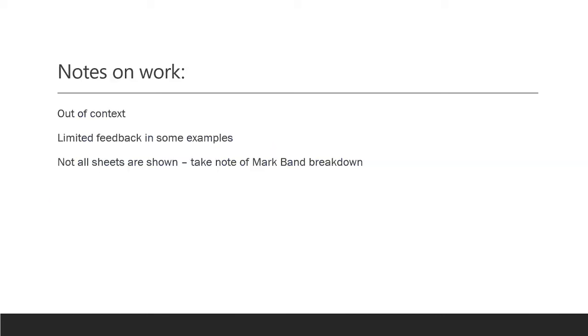Okay, we're going to look at some work now. It's out of context, although I have tried to do it in the order it was submitted. Both examples have limited feedback. It was an error for both students. They didn't do what they should have done at the time in terms of putting in the levels of detailed feedback. So bear that in mind. These are not good examples of feedback. Not all the sheets are shown. So look at the mark breakdown that's been on previous sheets to understand where we're going with this and why I'm saying the things I am.